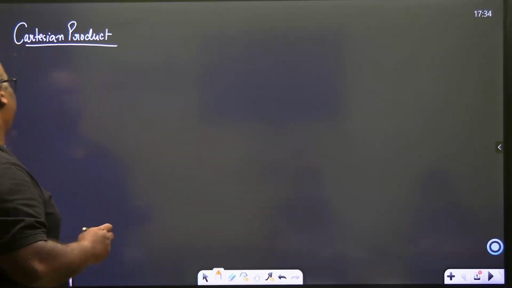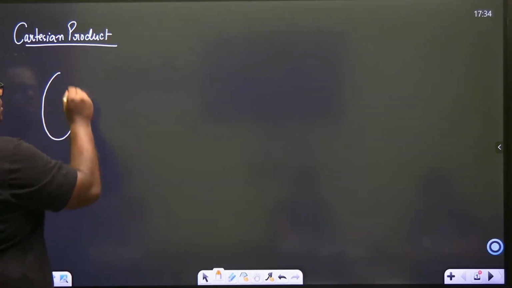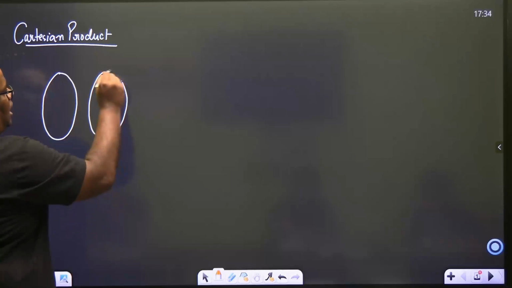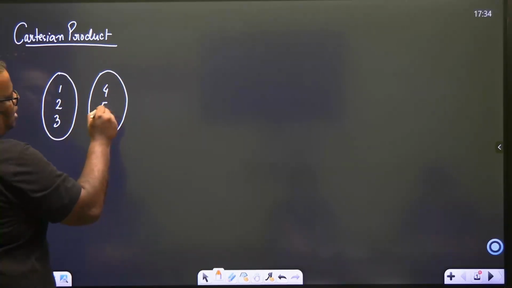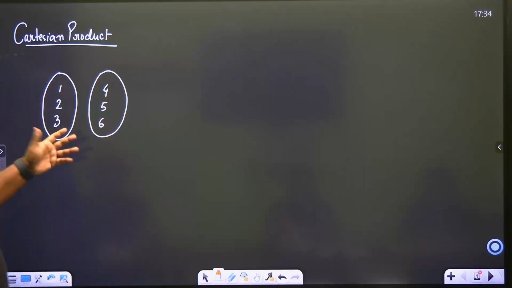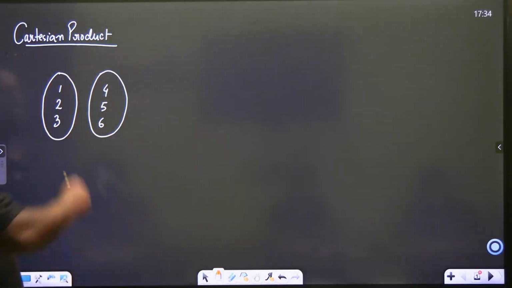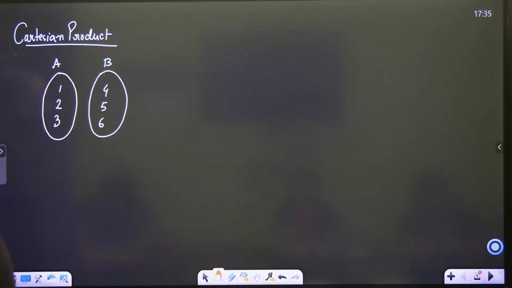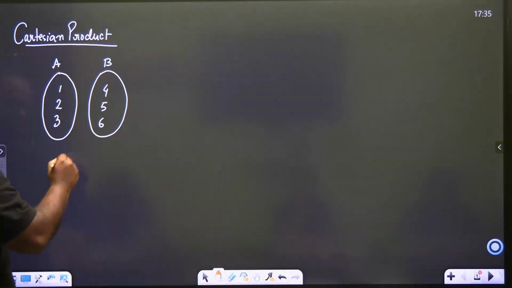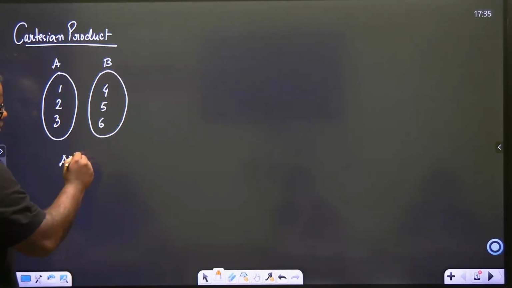So let's say you have two sets. Let's say we have two sets and these sets have, suppose, the elements as 1, 2, 3 and 4, 5, 6. These two are disjoint sets. Now let's say I represent this with set A and this is B. The Cartesian product of these two sets is said to be A cross B.